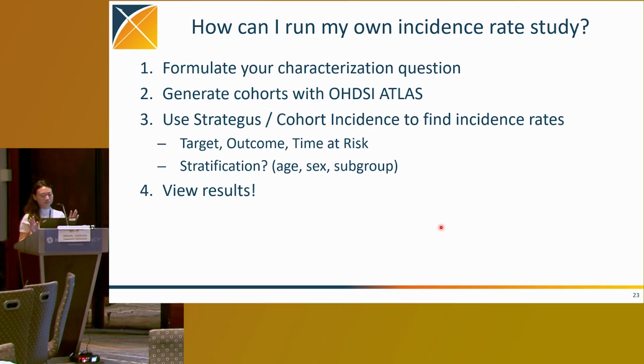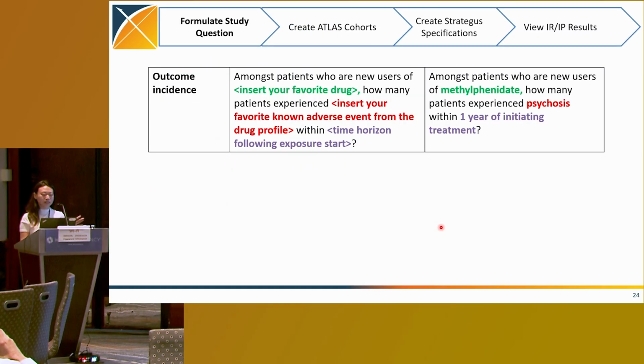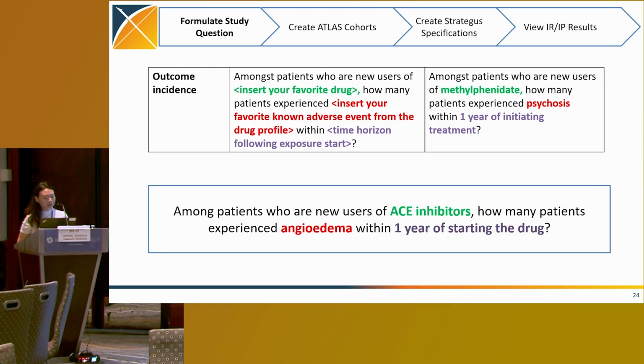I broke up running your own incidence rate study into 4 different steps. First is formulating your characterization question. Second is to generate your cohorts with OHDSI Atlas. Third, use OHDSI tools to generate your incidence rate. I just listed a couple different considerations here that you can think about, which I'll talk about as well. And then lastly, view your results.